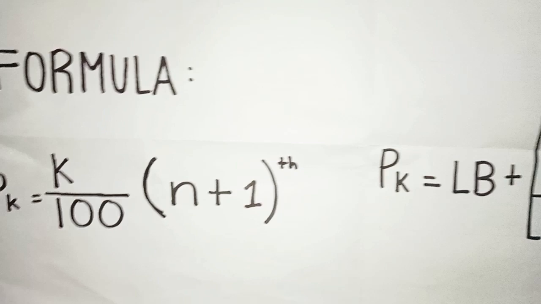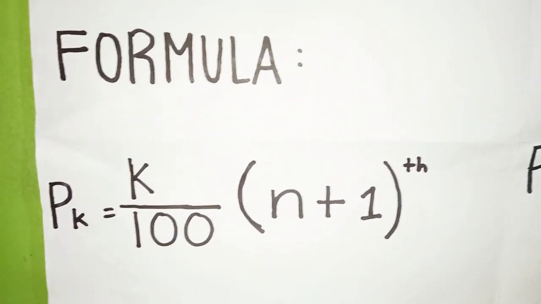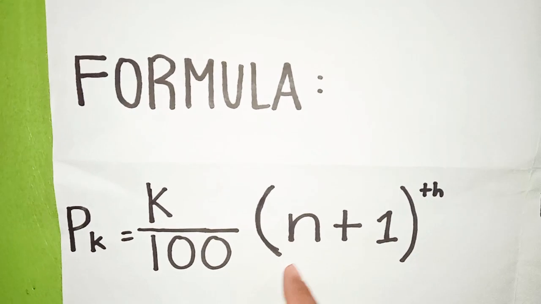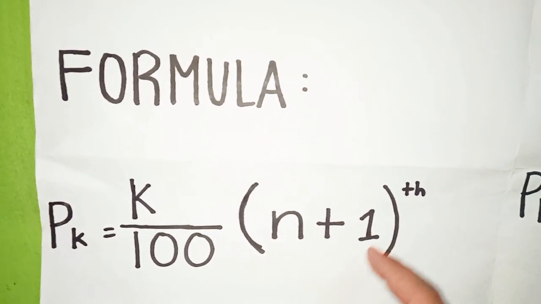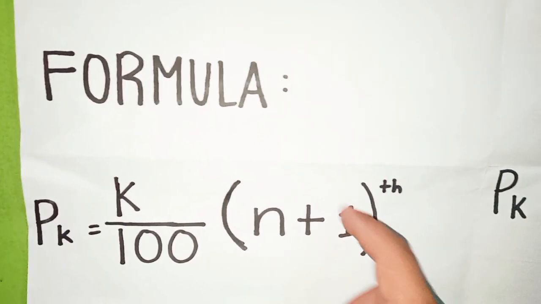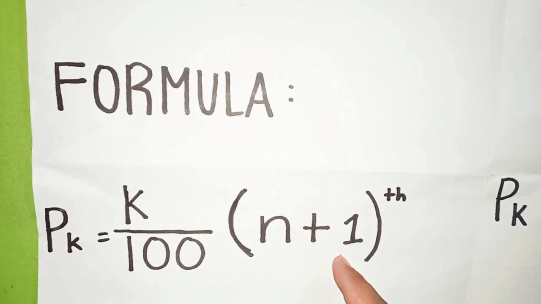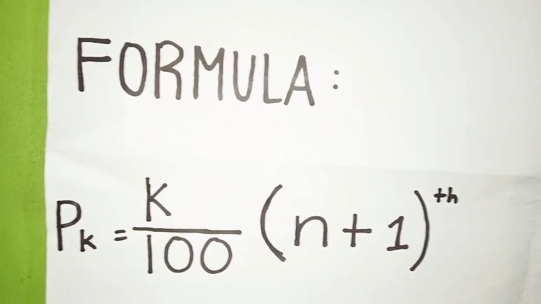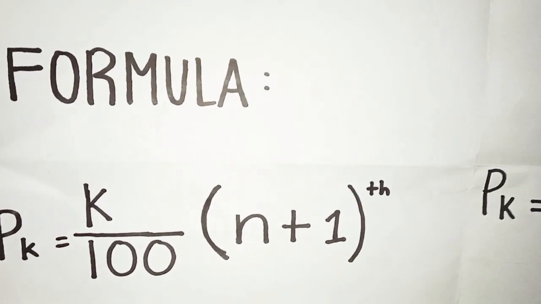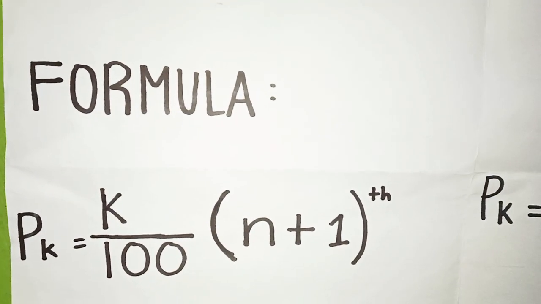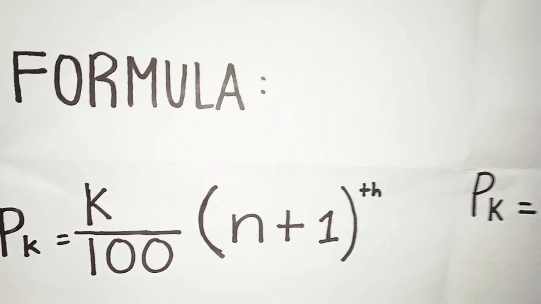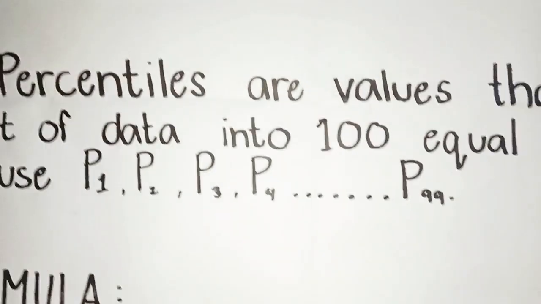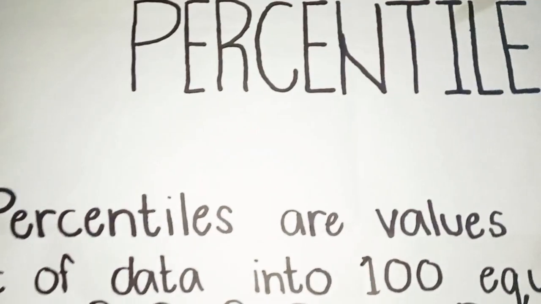While here, for the formula of ungrouped data, you operate first the one that is in the parentheses. Then multiply by the numerator, then divide by the denominator. So you can apply PEMDAS or BEDMAS. So that's all for percentile.